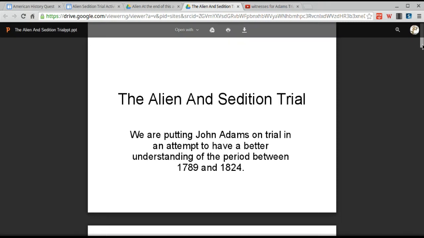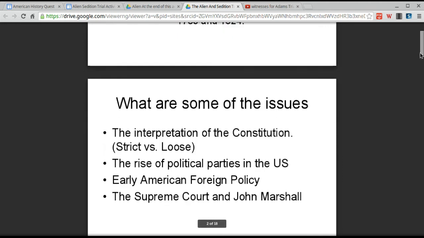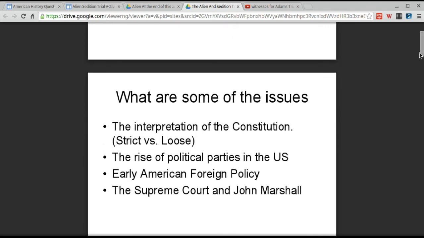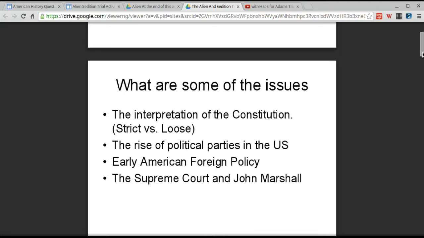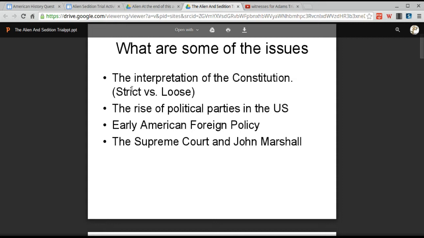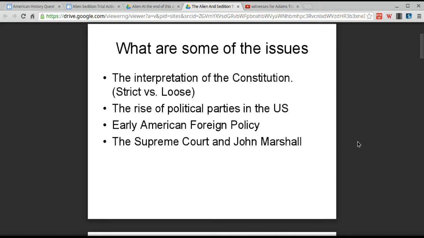As we look at this trial of John Adams, what are the major issues? Some of the major issues are the interpretation of the Constitution. There's essentially two ways to interpret the Constitution. One is strict and the other is loose. Strict constructionists, for example, Thomas Jefferson, believed that the Constitution needed to be followed word for word. A good example of this is the National Bank. Nowhere in the Constitution does it say that the federal government can create a national bank. Therefore, Thomas Jefferson was opposed to the creation of a national bank.